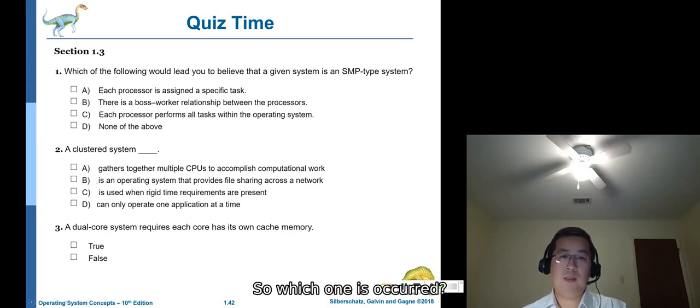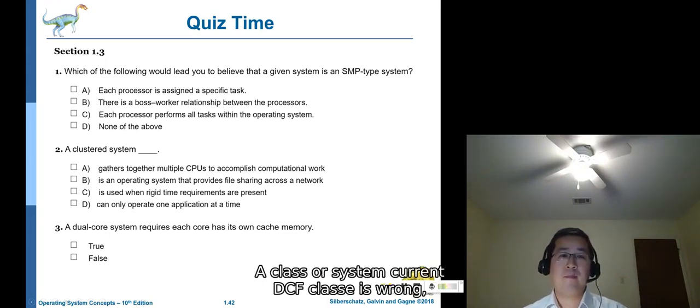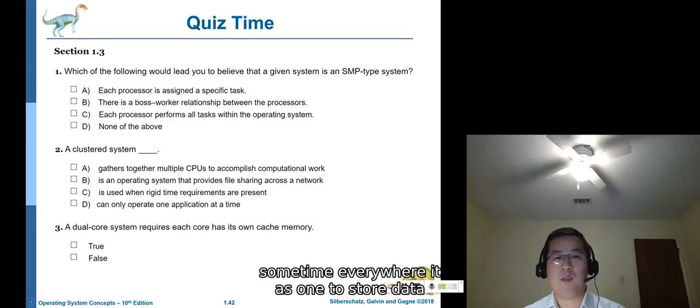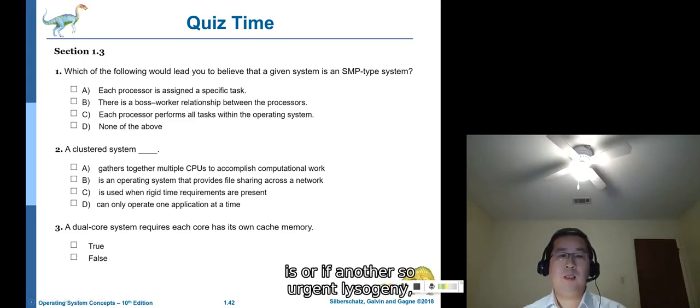So which one is correct? A cluster system, correct? This of course is wrong. It's used when rigid time, maybe not. Sometimes maybe we just want to store data, or if not so urgent, correct?